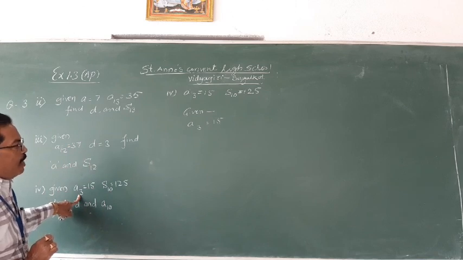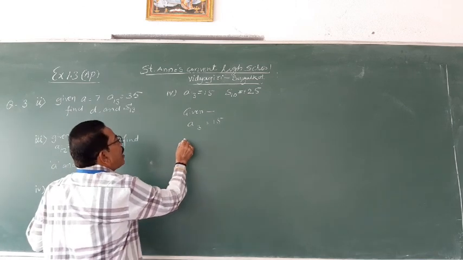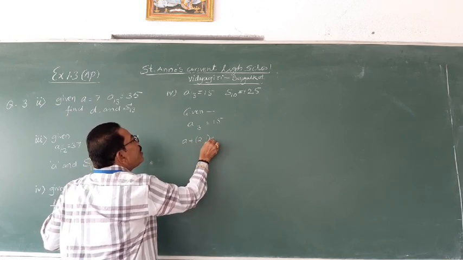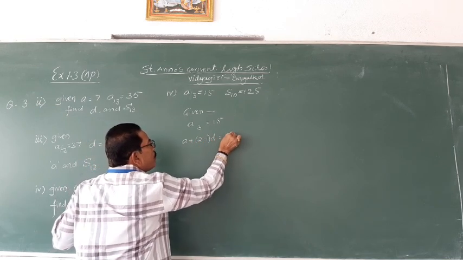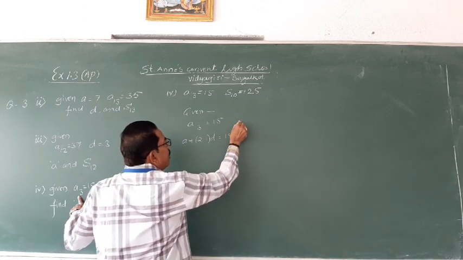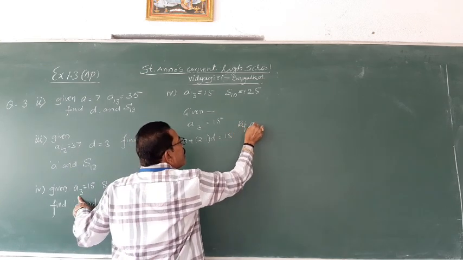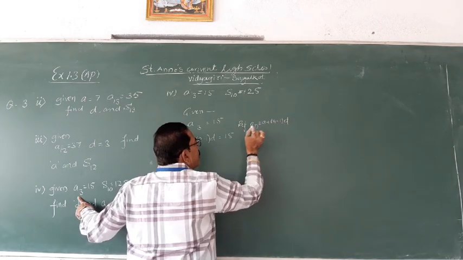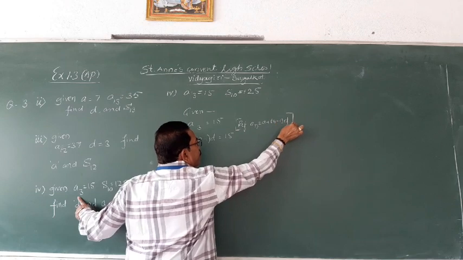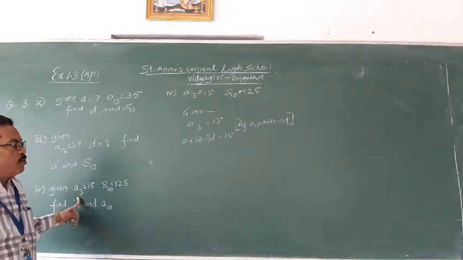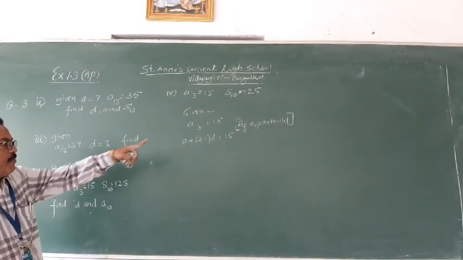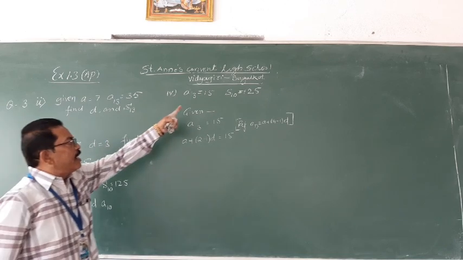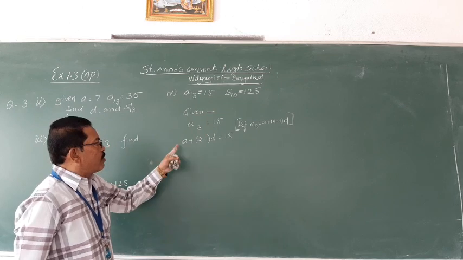The meaning of A3 is a plus (3 minus 1) into d equals 15. You know, by referring to the formula an equals a plus (n minus 1) into d. You know this one, so many times we have used this formula an equals a plus (n minus 1) into d. Here A3 equals 15, S10 equals 125.